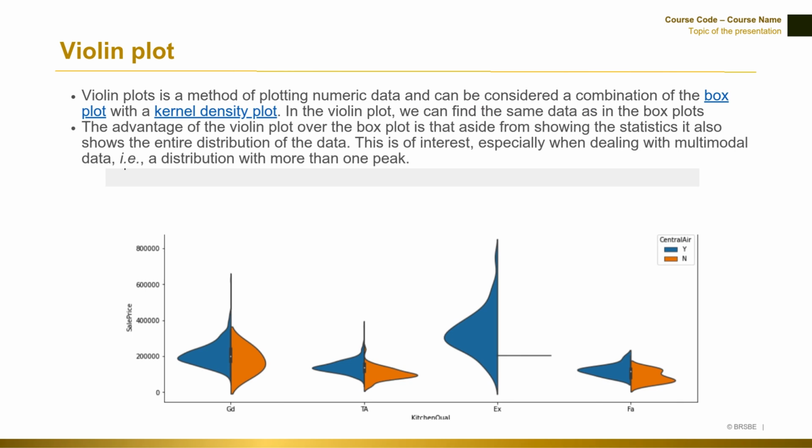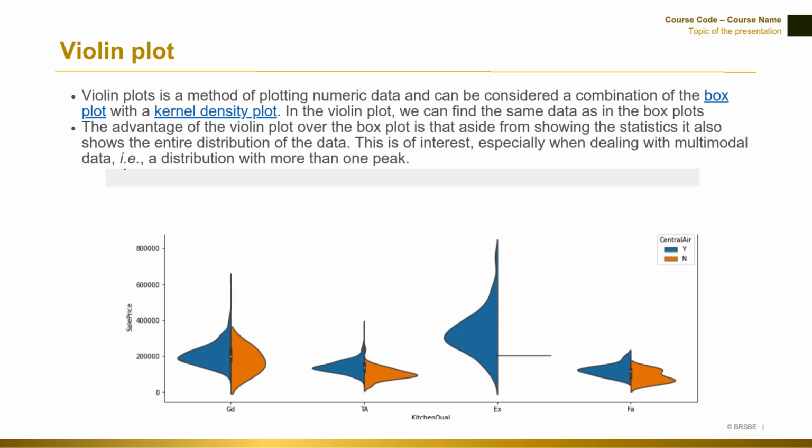A violin plot is a data visualization tool that combines the features of a box plot and kernel density plot. It provides a comprehensive view of the distribution of a numeric variable, particularly useful for understanding the underlying distribution shape, especially in cases where the data may be multimodal, having multiple peaks. A violin plot consists of several key components. First is the box plot element. Second is density estimation, and the third one is multiple peaks.